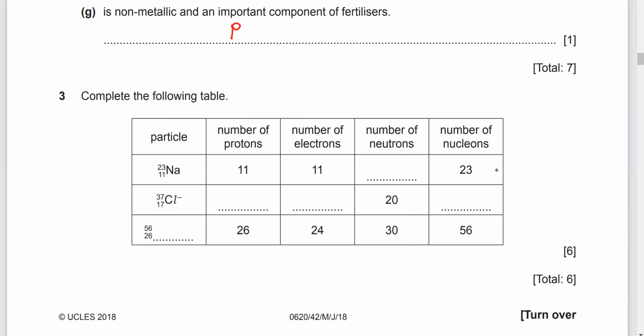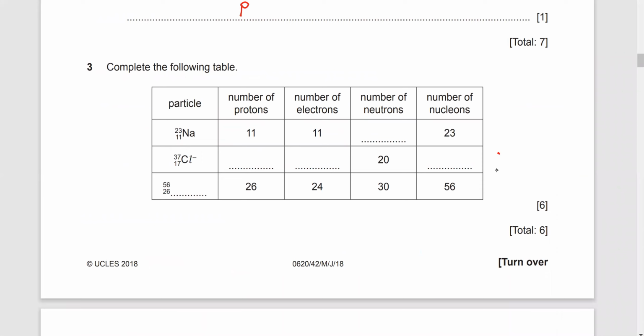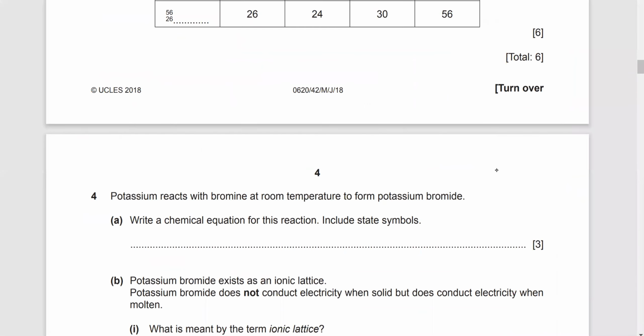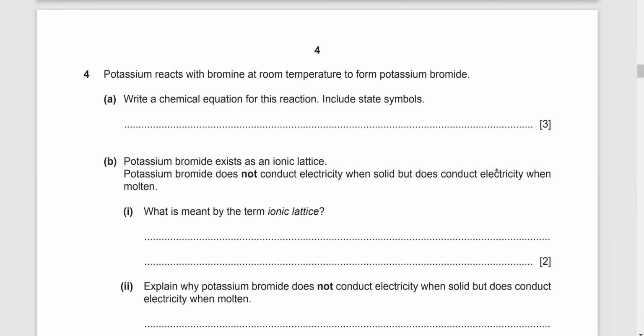The next one is complete the following table. You can pretty much do this on your own, right? In this one, write a chemical equation including state symbols. He's clearly stated potassium. So potassium is K. What's the formula of bromine? Br. Just Br or anything else? Bromine is Br, right? But it is diatomic. Group 7 is diatomic. The periodic table is going to be given, right? Okay. So it's going to form KBr.